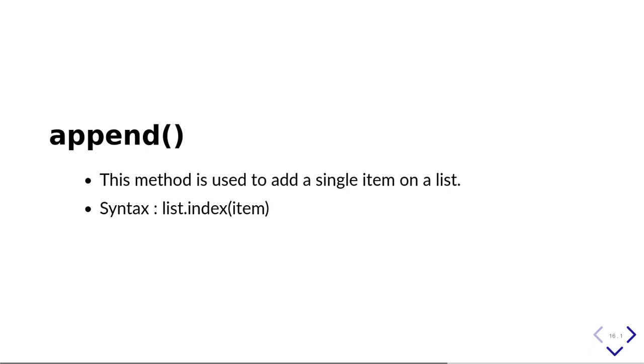So if you want to add a single item to a list, you can use this append method. The syntax for the append method is list dot append. It takes one argument, that is the item which is going to be inserted into the list.